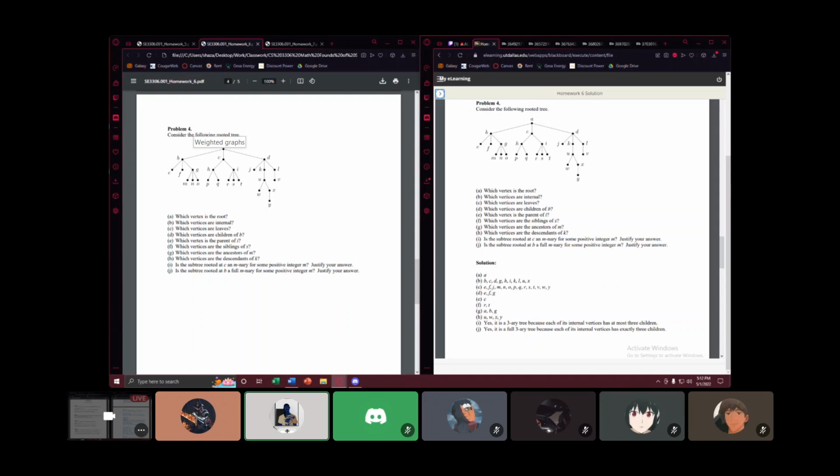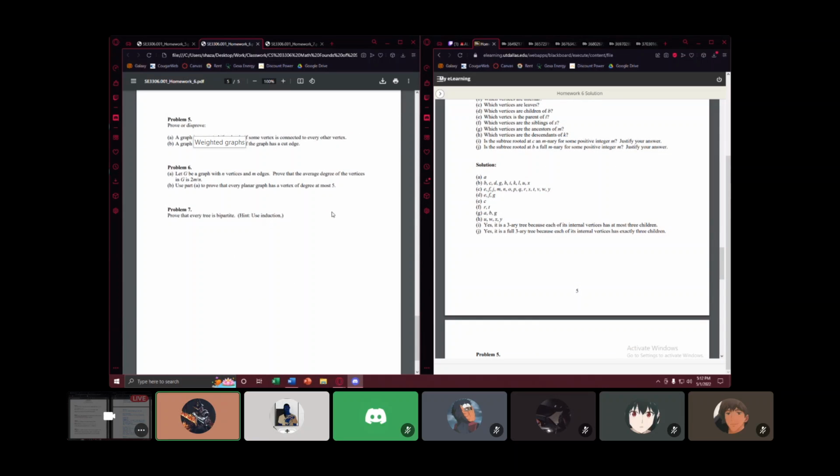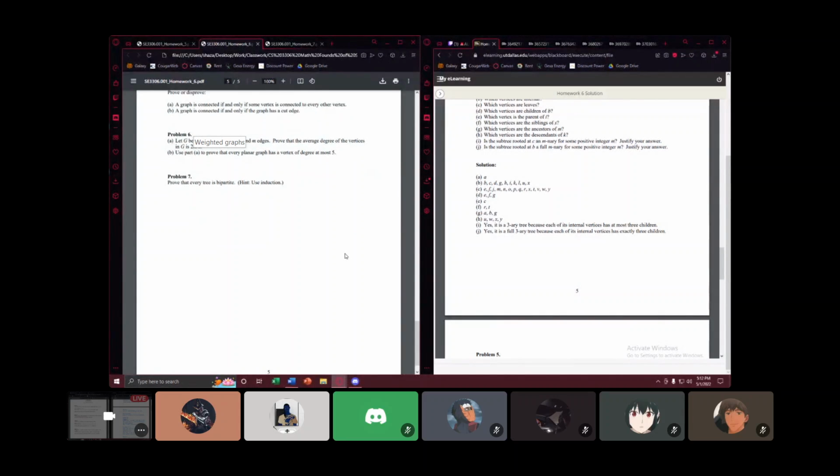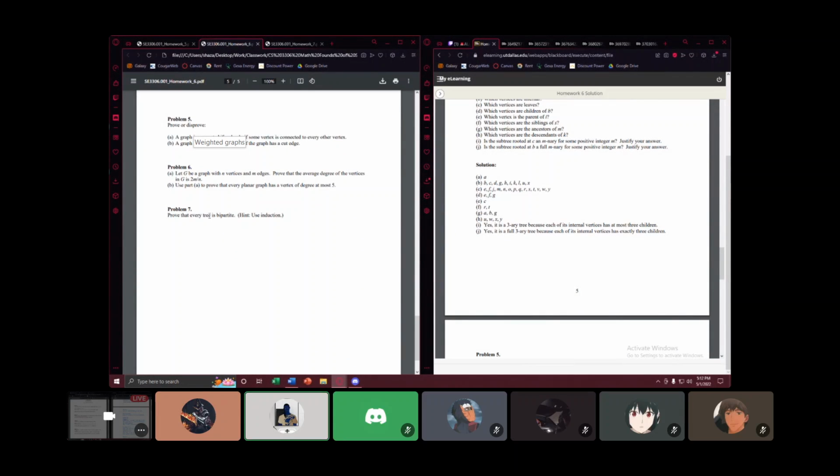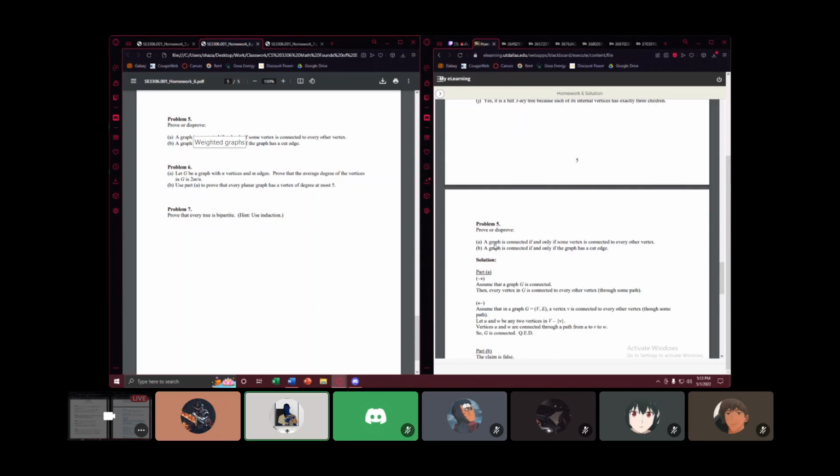Some tree with a positive integer m. Okay, so anybody have questions on graphs at all? Proof that every tree is bipartite. Yeah, I said for question 5a that I disproved it, but he said it's actually true. What? Really? Yeah.